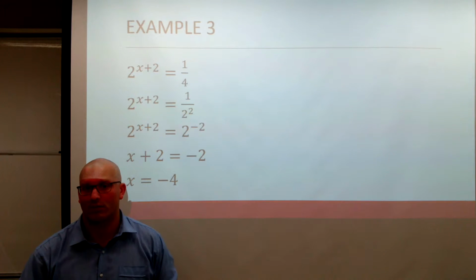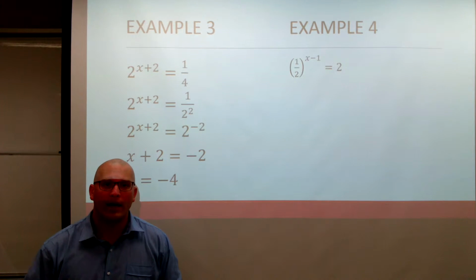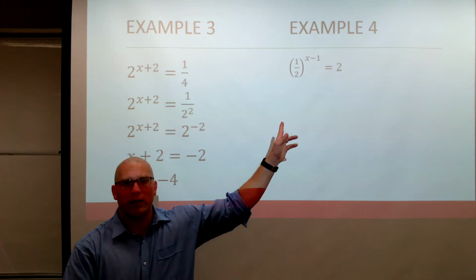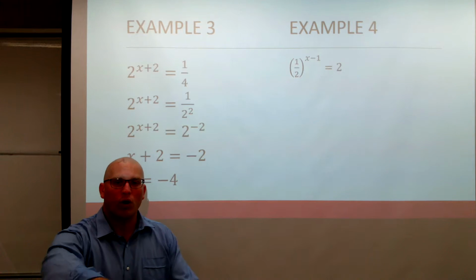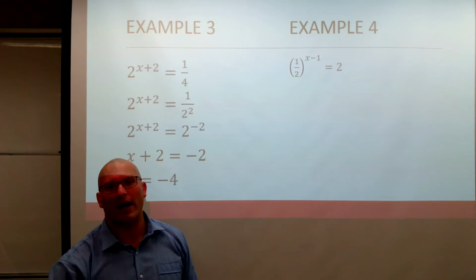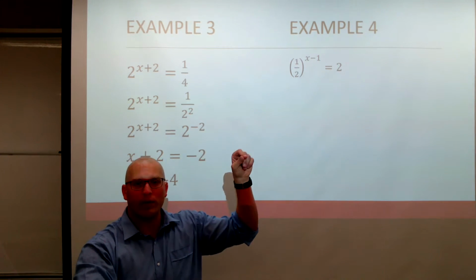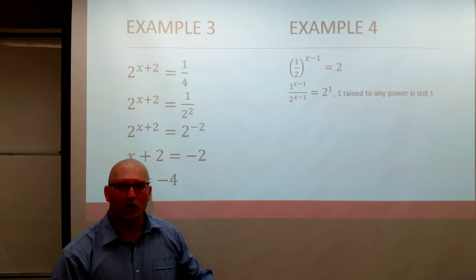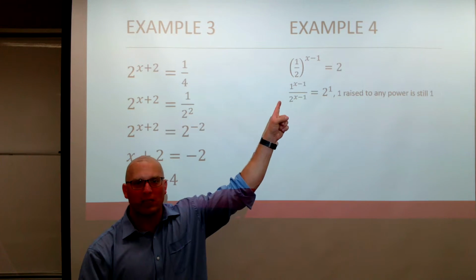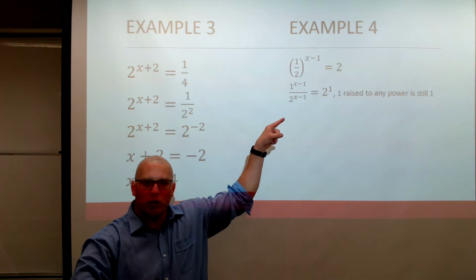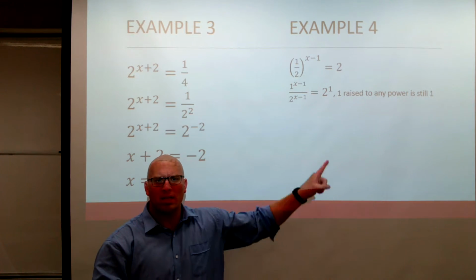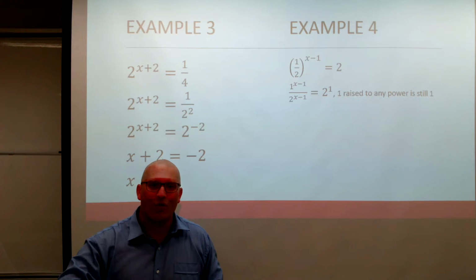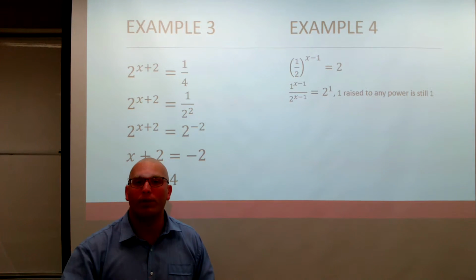or in this case, x must be equal to negative 4. Next one. Here we have 1/2 raised to the power of x minus 1 is equal to 2. Now recall, when you have a fraction raised to a power, both the numerator and the denominator are both raised to that power. So this can be expanded out to give me 1 to the power of x minus 1 divided by 2 to the power of x minus 1 is equal to 2 to the power of 1, simply itself. 1 raised to any power is always going to be 1.